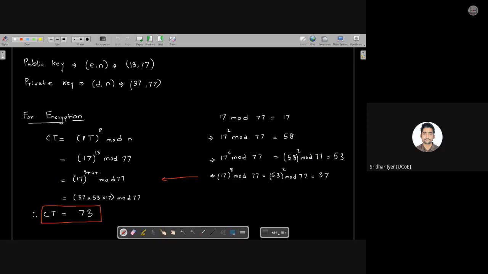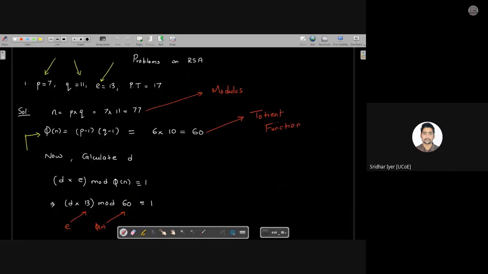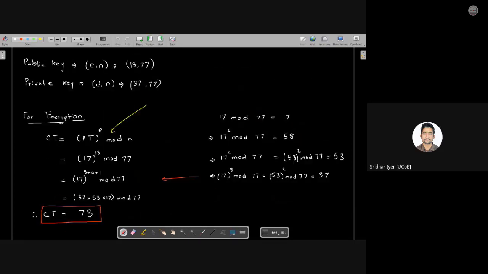We saw how to calculate encryption. We saw how to calculate decryption, right? So let me just focus on this once again. For encryption, the formula is like this. Whatever plain text is given in the example, for example, in this case, it was 17, we take 17 raised to e mod n.